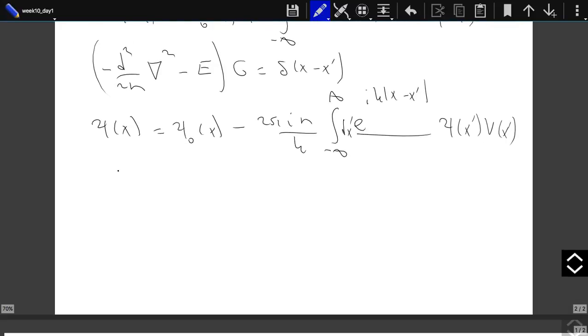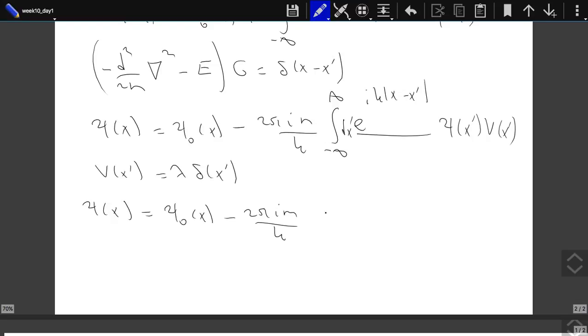Now, we know that V of x prime is equal to lambda Dirac delta of x prime. So we can just evaluate that x prime integral, and that gives you psi of x is equal to psi 0 of x minus 2 pi i m over k. There's no integral. e to the power i k x times psi at x is equal to 0, lambda.